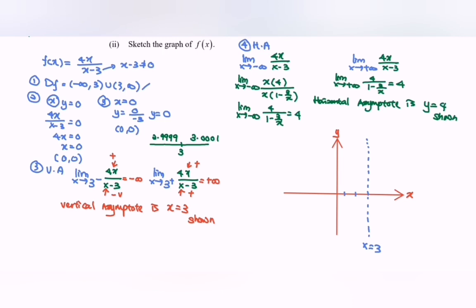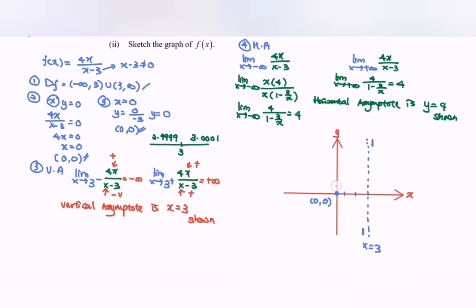Continue. Refer to the x and y intercept. Here we have (0, 0). So the coordinate we have is (0, 0). Continue. Vertical asymptote. When x approaches 3 from the left, the value will be negative infinity. Meaning that in here, x approaches 3 from the right, and we have positive infinity. So increasing without bound, we have the situation in here. Continue. Horizontal asymptote. When x approaches negative infinity, we will have y equals 4.